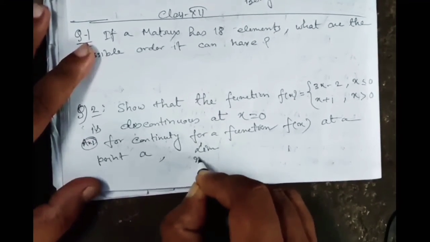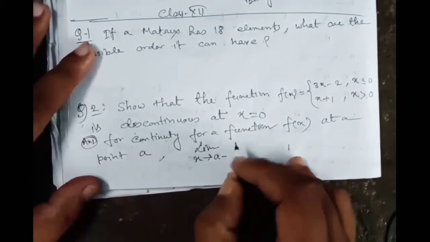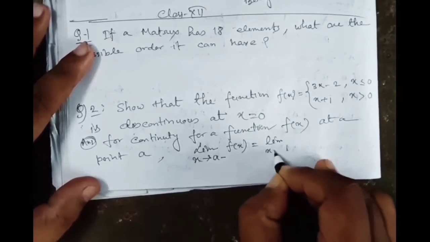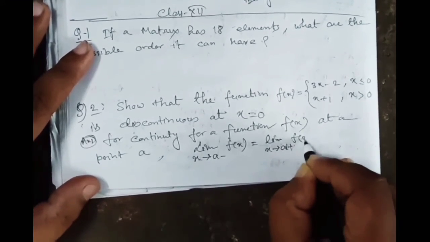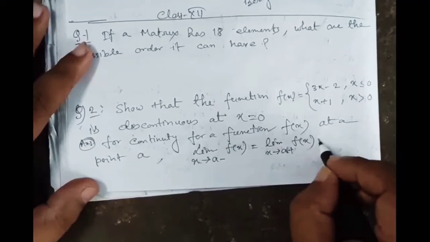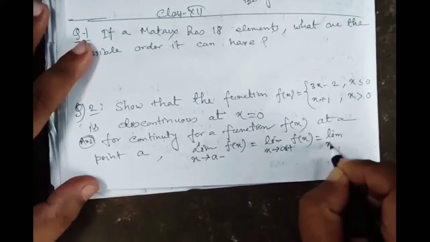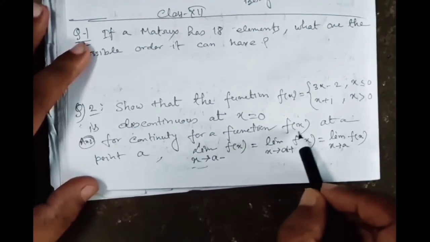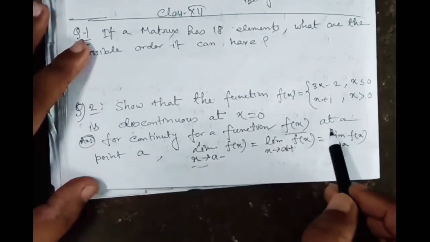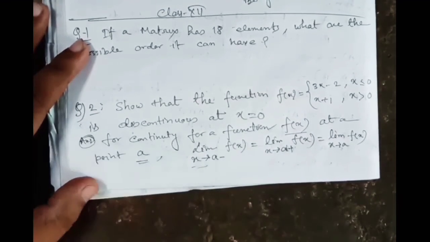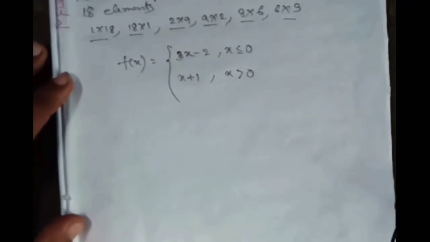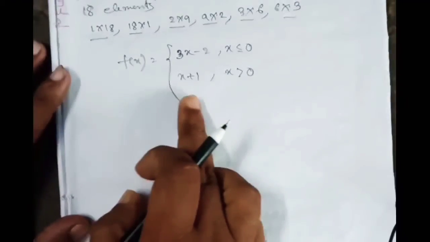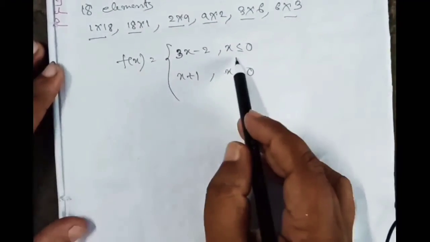limit x tends to a minus, that is the left hand limit of f(x), should be equal to limit x tends to a plus f(x), and that should be equal to limit x tends to a f(x). If this happens, then we can say that the function f(x) is continuous at the point a. Understood? Now, here we have to check the continuity of this function at the point x equal to 0.